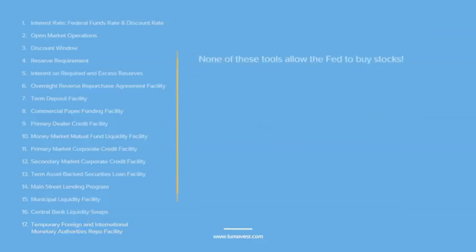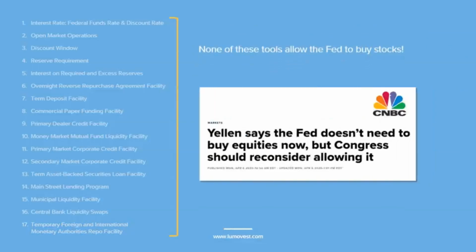Notice that none of these tools allow the Fed to buy stocks. That's because the United States Congress never gave the Federal Reserve the power to buy stocks. The former chairwoman of the Fed believes the Congress should give the central bank the power to buy stocks, but it doesn't have the power yet.